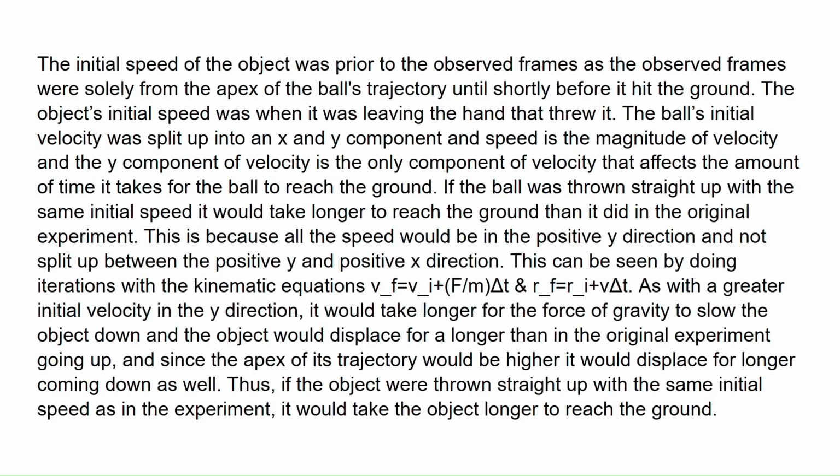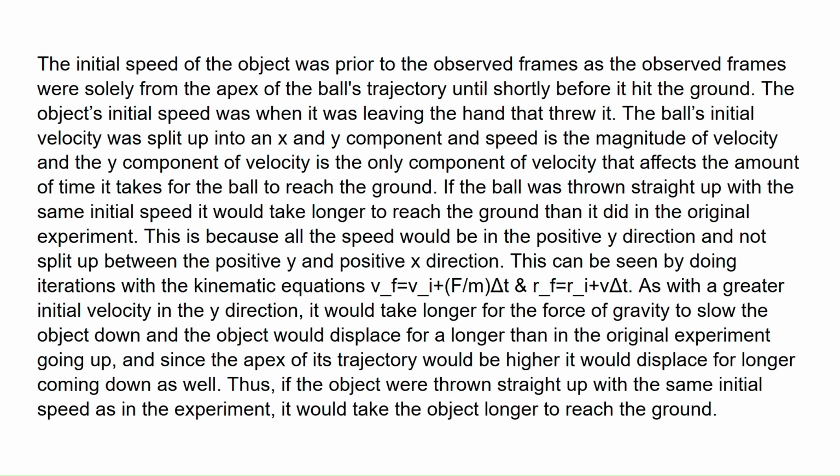Here's the what if question. Feel free to review it. The initial speed of the object was prior to the observed frames, as the observed frames were solely from the apex of the ball's trajectory until shortly before it hit the ground. The object's initial speed was when it was leaving the hand that threw it. The ball's initial velocity was split up into an x and y component, and speed is the magnitude of velocity, and the y component of velocity is the only component of velocity that affects the amount of time it takes the ball to reach the ground.